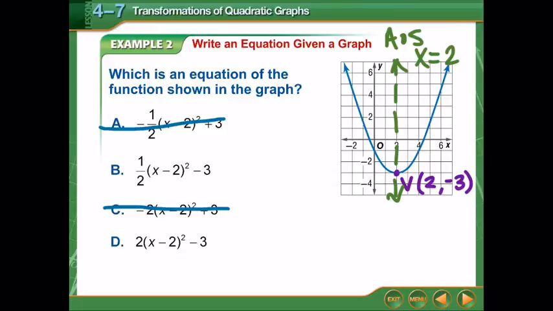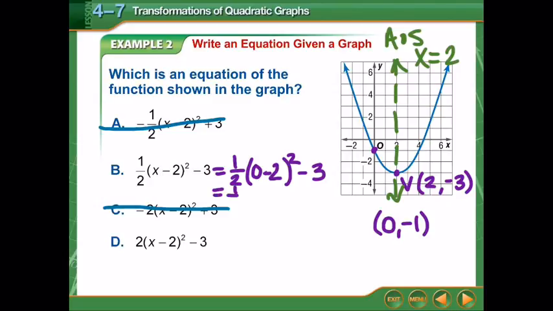Okay, so one way to check which one of these is the correct equation is for me to find a point that is on this graph and then to plug it in to the equation. So here's a point right here. This is 0, -1. So if I plug in 0 to this equation B, and I do 1/2 of 0 - 2 all squared minus 3, I want to see, does this equal -1 when I simplify? So we've got 1/2 times a -2 squared would be a +4 minus 3. So then 1/2 of 4 is 2 minus 3, which is a -1. So we did get 0, -1.